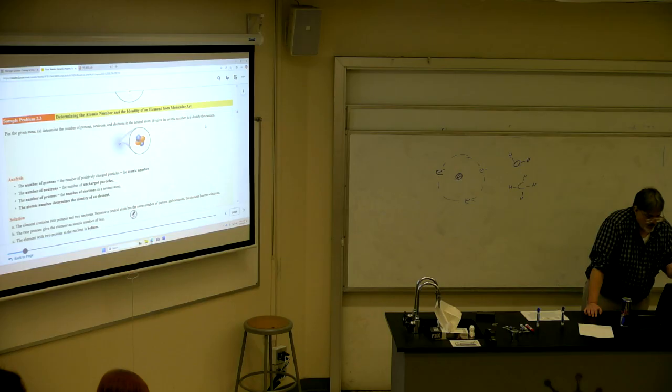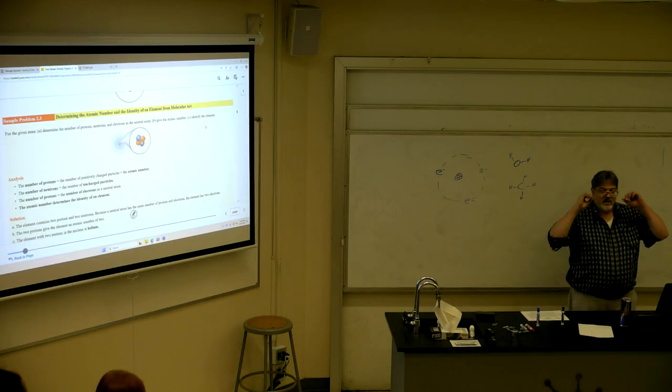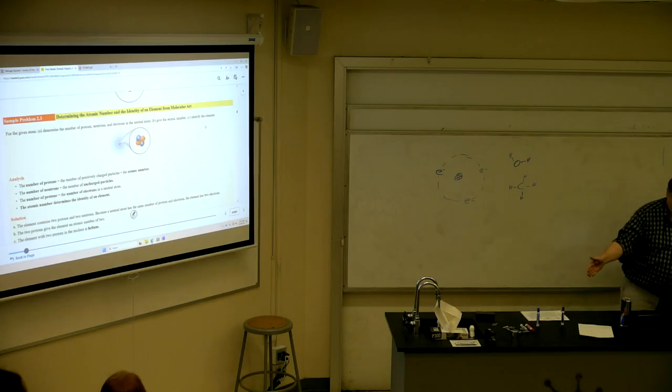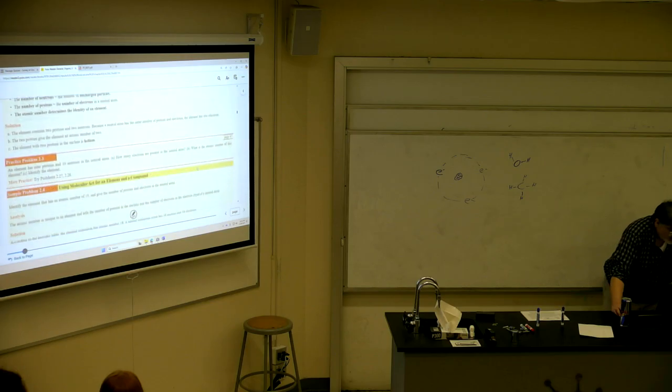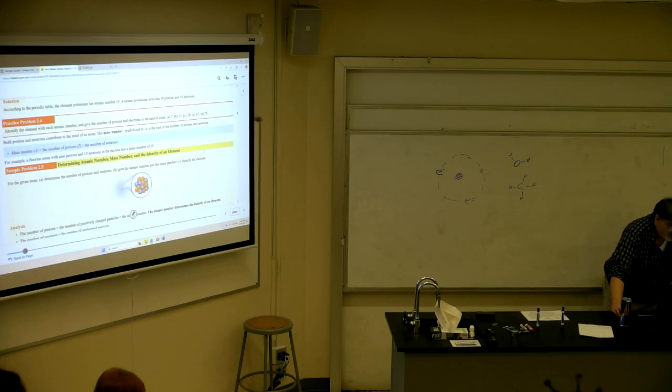So going across here, number of protons, 2. Number of neutrons, 2. You see them there. How many electrons? There's going to be 2. What's the atomic number? It's 2. Identify the element. It's helium, aka He. So as long as you've got your periodic table, that should be very easy and obvious.